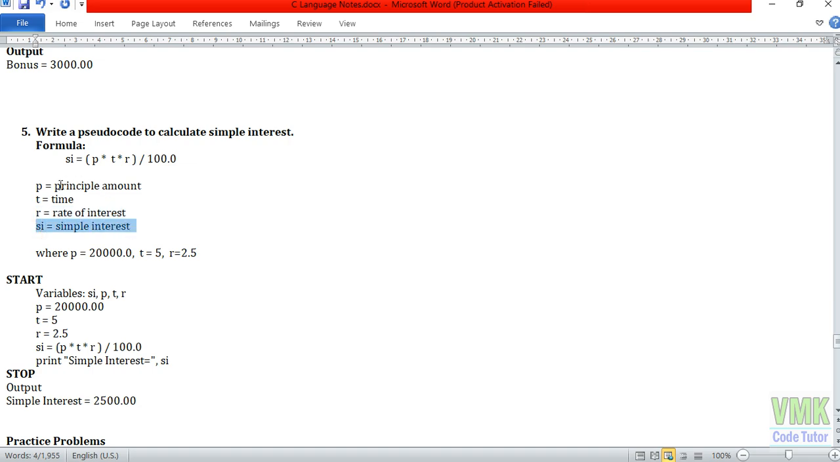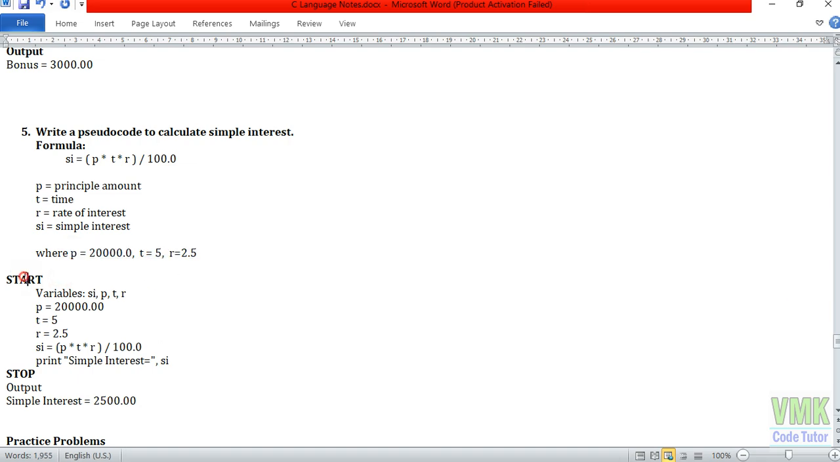Clear? Now I am going to give the values. P is equal to 20,000. So the principal amount is 20,000, and time is equal to 5 years, and rate of interest is 2.5. So how do we calculate the interest for these values?